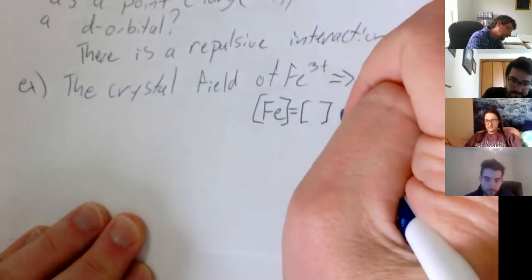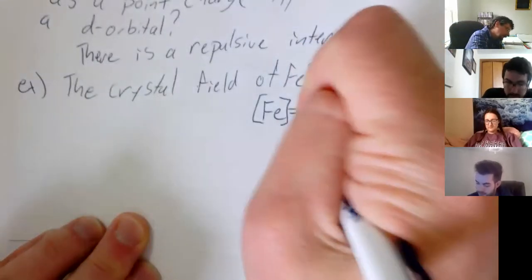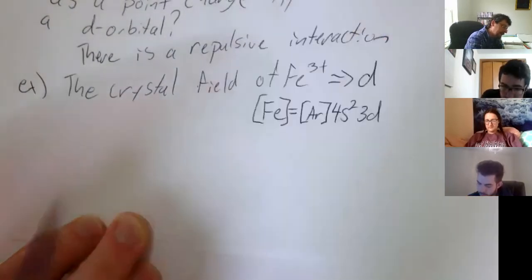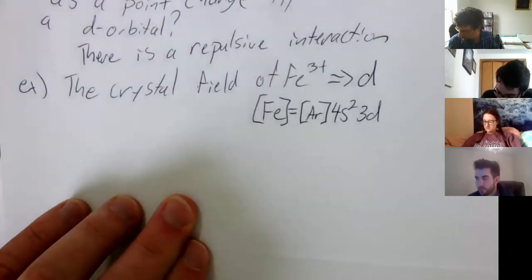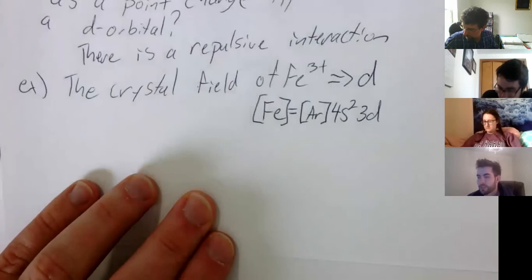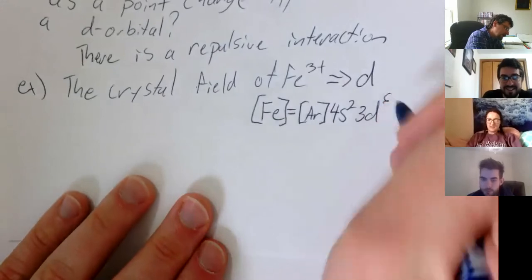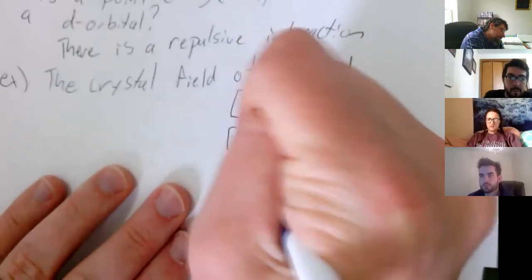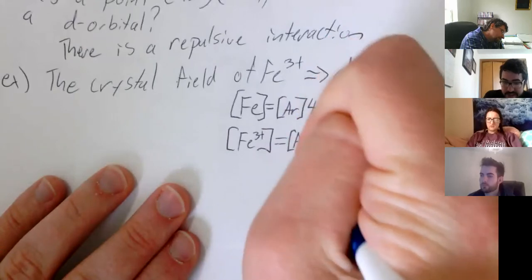1s2, 2s2... we're just going to condense. 4s2 3d, how many? I don't have a table in front of me. Okay, 3d6. Good count. Okay, now what about Fe3+? Same thing except 3d3.